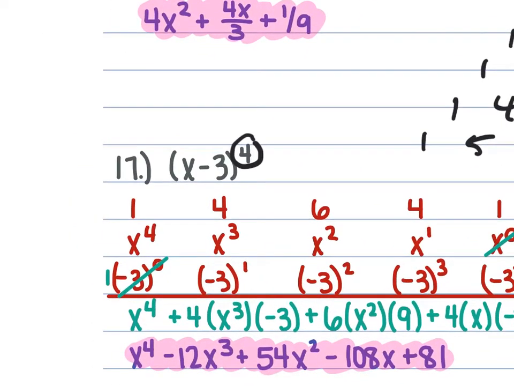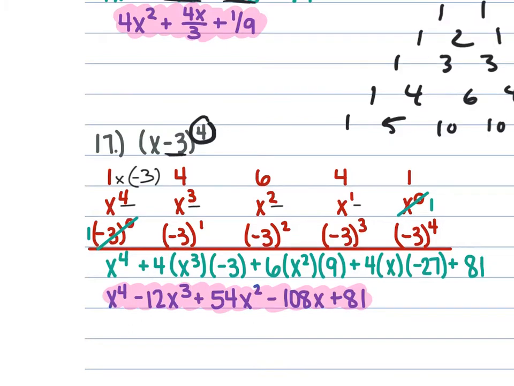Now, if you notice, in each case, they each got an x. They each got a -3. So the x's decreased in power, x to the 4th, x to the 3rd, x squared, x to the 1st power, x to the 0 power. But the second term, the -3, increased by 1 each time. -3 to the 0, -3 to the 1, -3 to the 2nd power, -3 to the 3rd power, -3 to the 4th power.